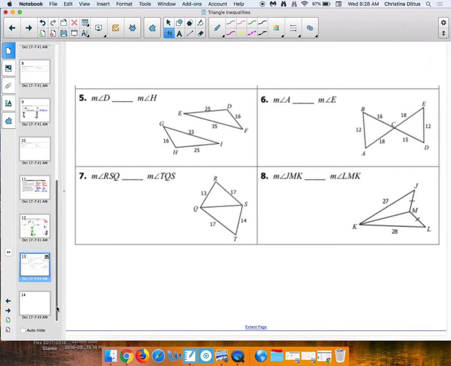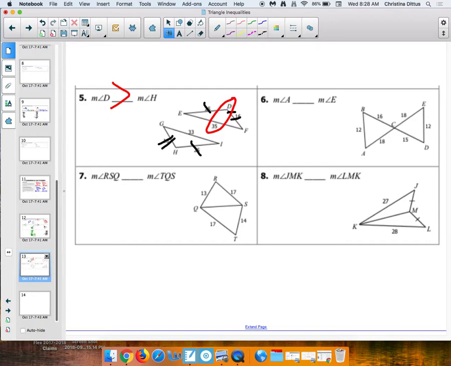So if I have sides, I have angles. You've got to find the ones that match up. 25, 25, 16, 16. So what's bigger, 33 or 35? 35 is bigger, so which angle has to be bigger? D, because D and 35 go together, so D has to be bigger.